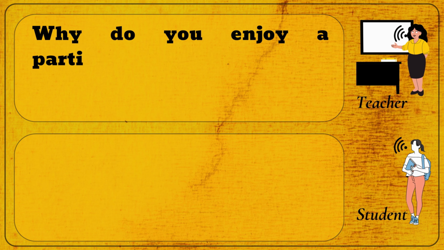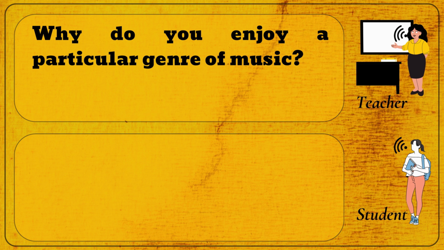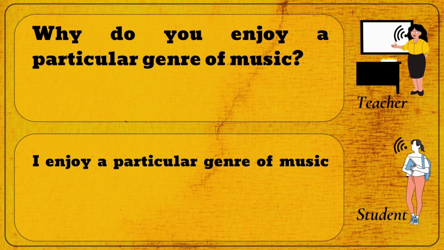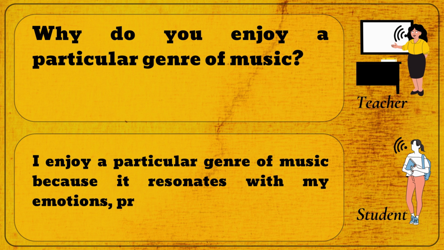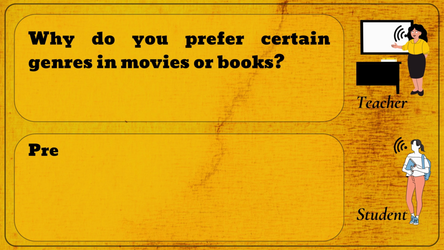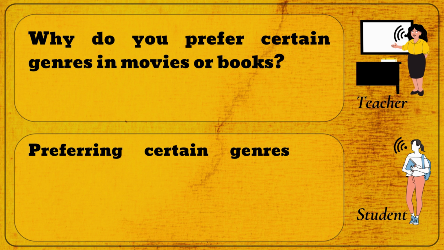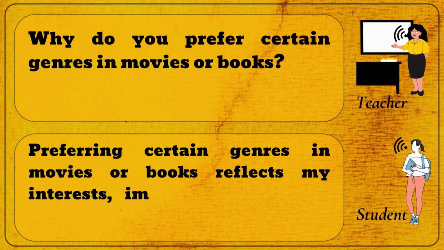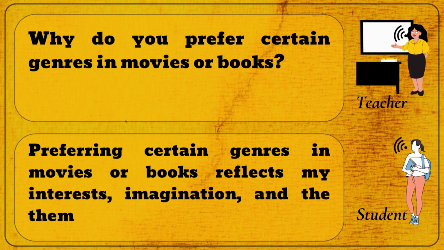Why do you enjoy a particular genre of music? I enjoy a particular genre of music because it resonates with my emotions, preferences, and personal experiences. Why do you prefer certain genres in movies or books? Preferring certain genres in movies or books reflects my interests, imagination, and the themes that resonate with me.